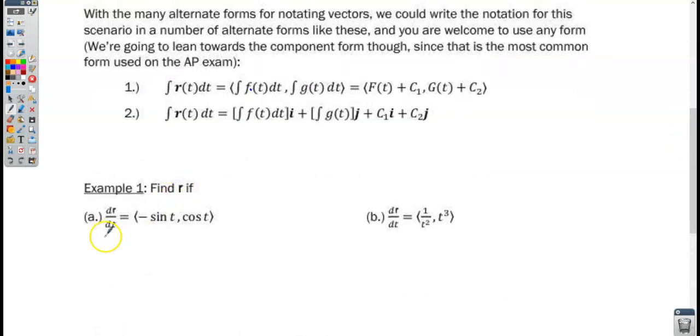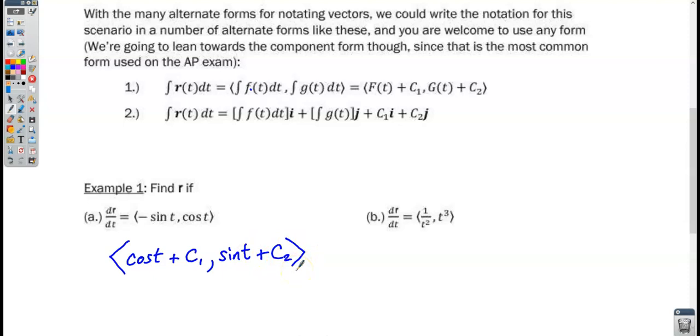We're going to find our vector r for dr/dt equals negative sine of t, comma, cosine of t. So all we've got to do is we find the antiderivative of negative sine of t. That's going to be cosine of t plus a constant of integration. And then we find the antiderivative of this component. That's going to be sine of t plus a constant of integration.